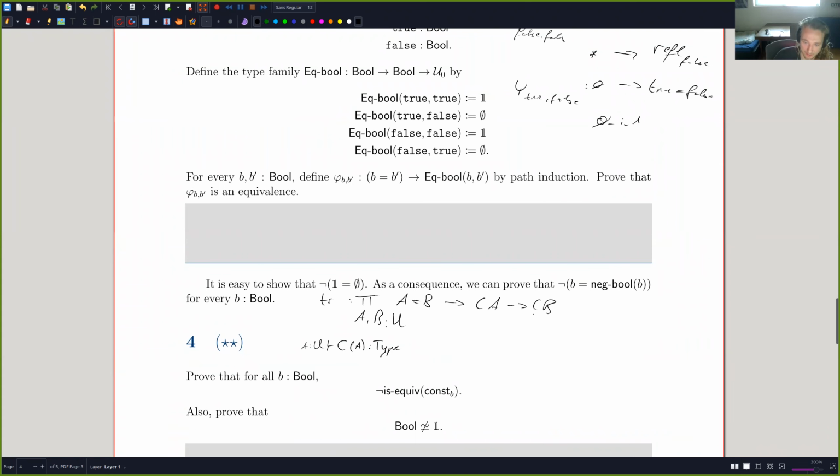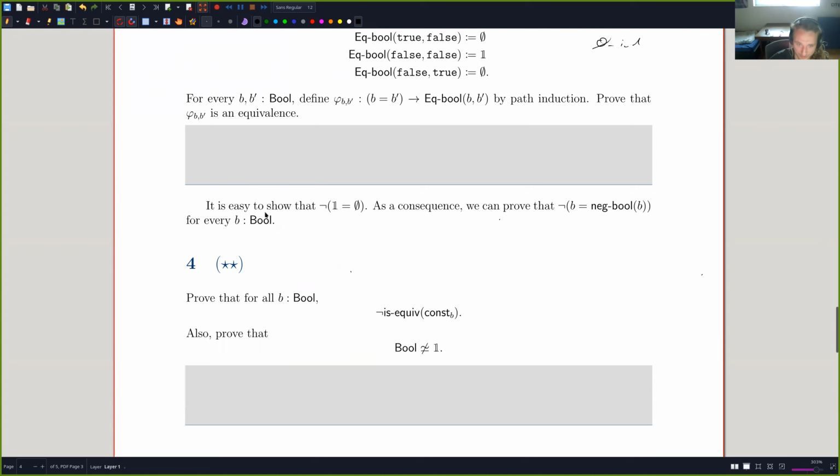And now if we take C to be the identity and plug in for A and B just 1 and 0, we get transport on the unit type and the empty type. That's a map from 1 equals 0 to 1 to 0. And this implies, of course, that if we have such an element, we can construct an empty one. As a consequence, we can prove this. But we've seen that before also in Agda.